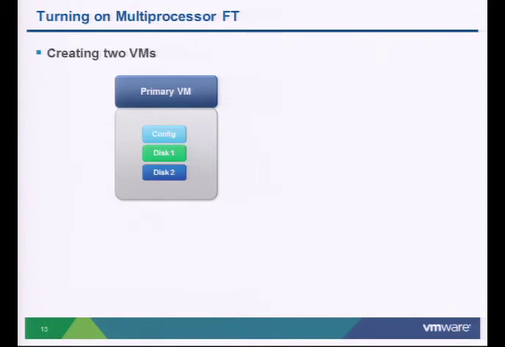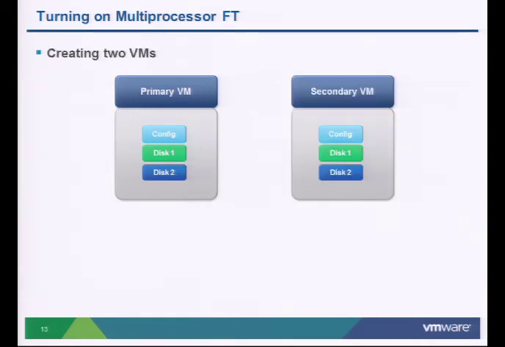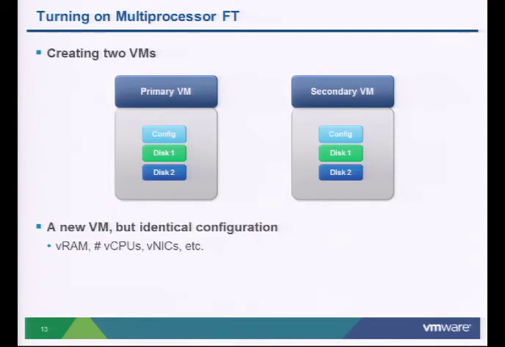An important thing to keep in mind when you turn on FT is that you're actually creating two VMs. One VM is the VM that you already have. It's your workload, with all your software installed. And when you turn on FT, you create a second VM, which we call the secondary VM, the first one being your primary. Now, these are two identical VMs. You create a new one when you enable FT, and this new one is identical in almost every way. It has the same amount of vRAM, the same number of vCPUs, vNICs, et cetera.